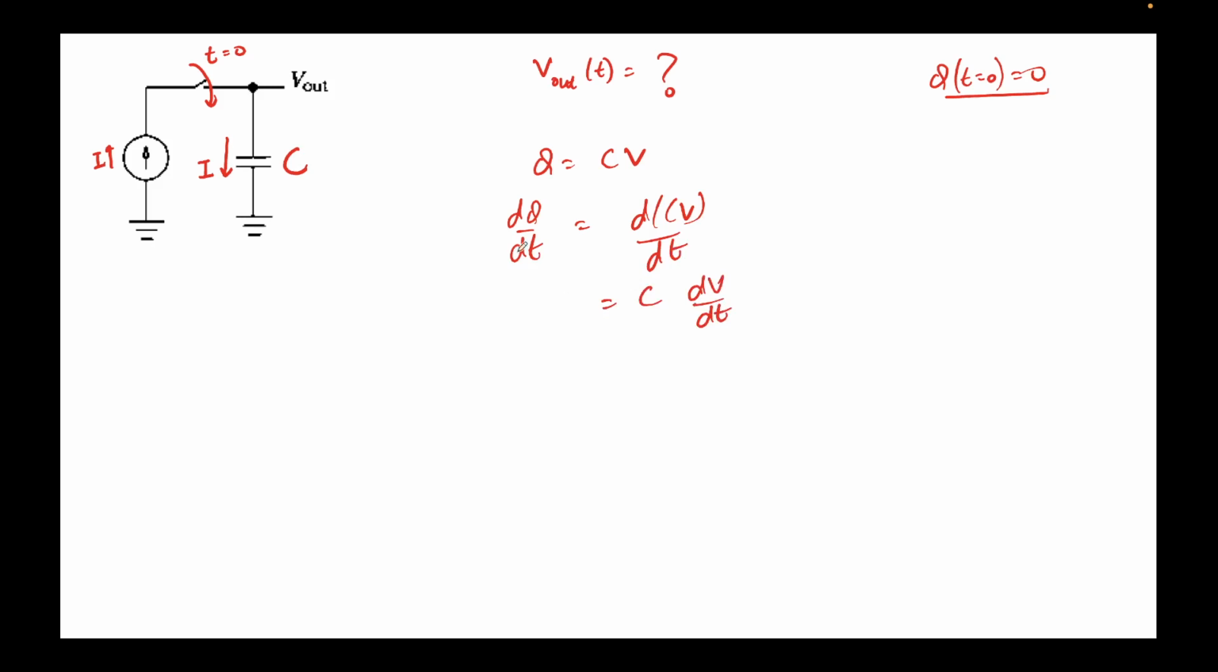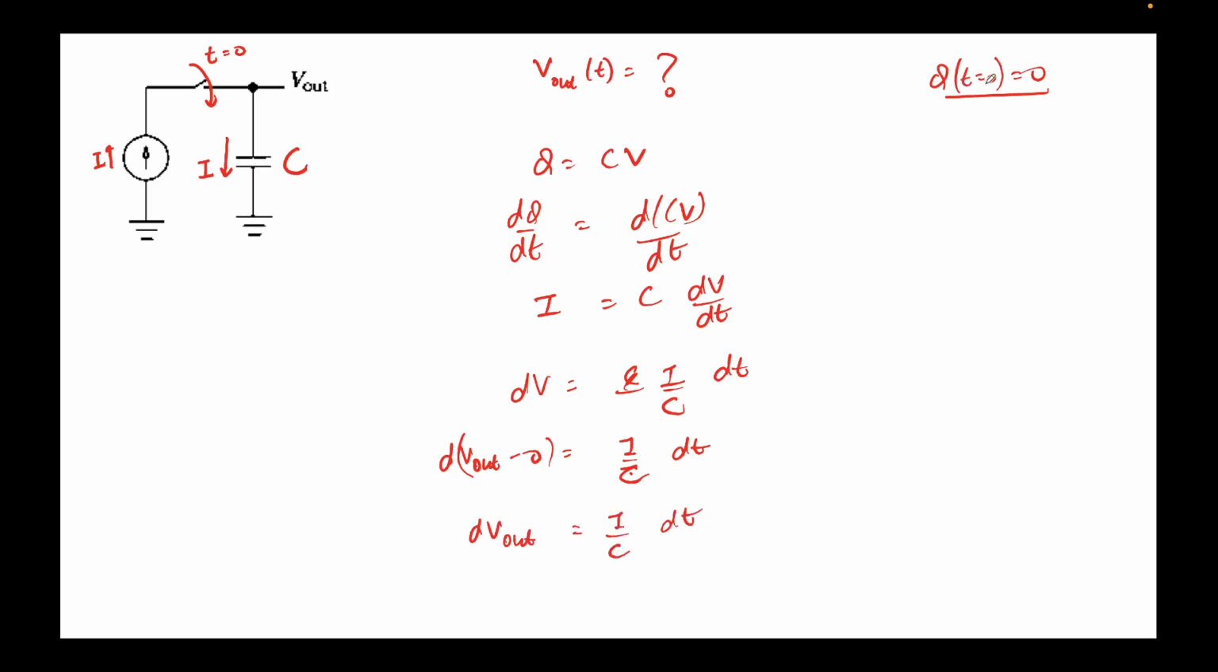dq over dt is nothing but the rate of change of charge on the capacitor, which can be denoted by I in this case. Note, I is a constant, and C is also a constant. So I'll rearrange the terms. It will be dV equal to I over C dt, where V is the voltage across the capacitor. What is the voltage across the capacitor? It's V out minus 0. So dV out minus 0 is equal to I over C dt, which becomes dV out equal to I over C dt.